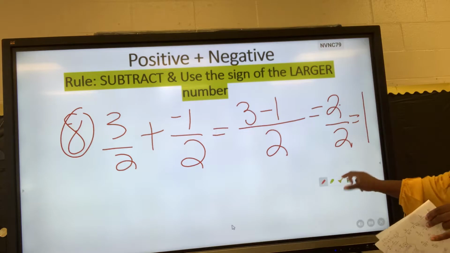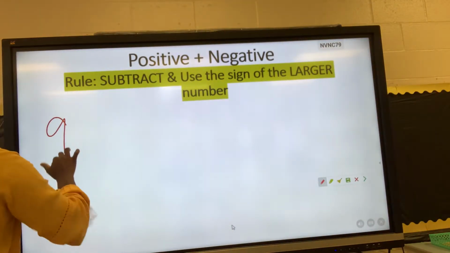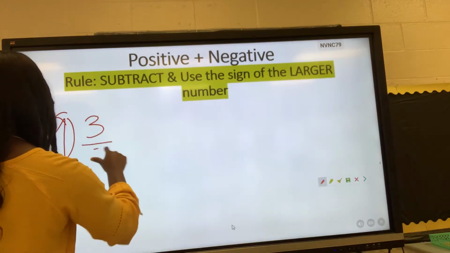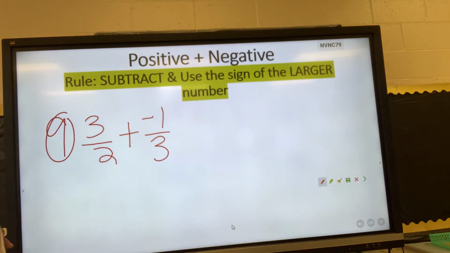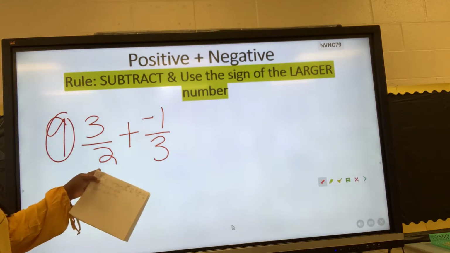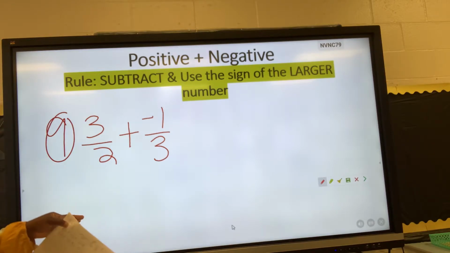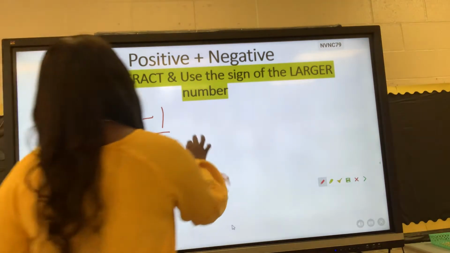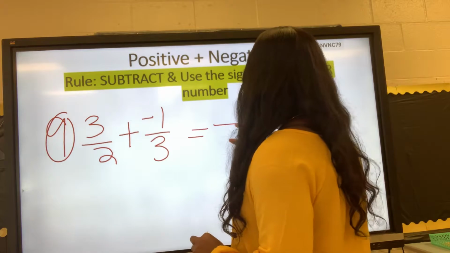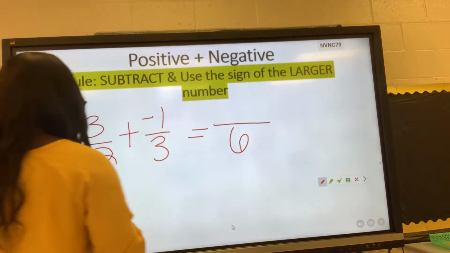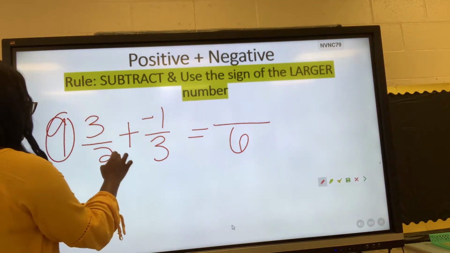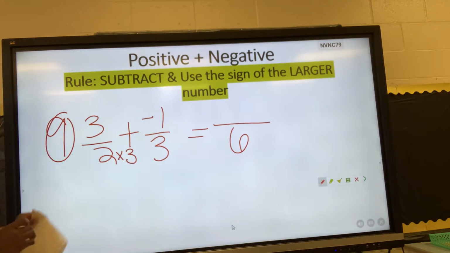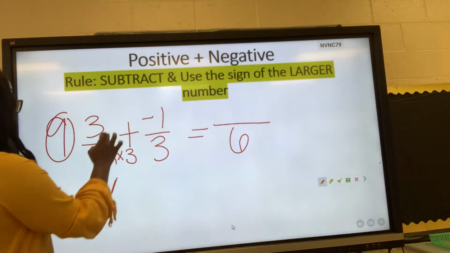Okay, now let's do 3 more. So we're on number 9. We have 3/2 plus a negative 1/3. All right, now from the previous lesson, you learned that when you have 2 different denominators, you want to provide a common denominator. So our common denominator here is going to be 6. So now you think, okay, well, what can I multiply 2 by to get 6? You multiply it by 3. Whatever you multiply the bottom by, you have to multiply the top by.